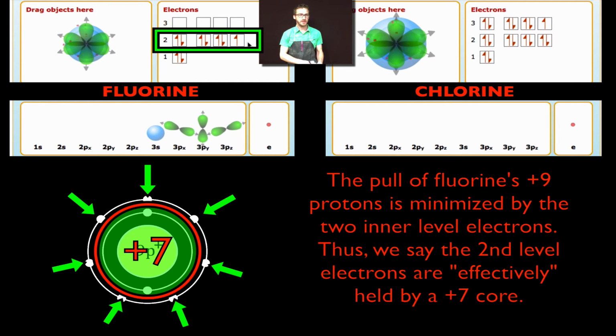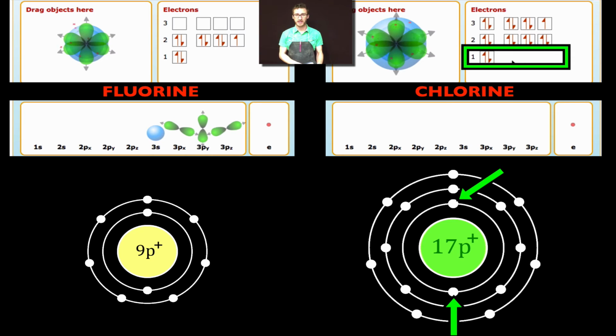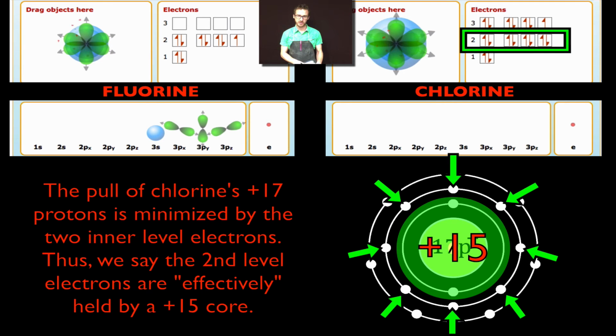On the other hand, the electrons in the second main energy level are shielded from fluorine's 9 protons by those two electrons in the first main energy level. We say they're held with an effective core charge of +7, due to the shielding of the two electrons in the first main energy level. Now let's take a look at chlorine. Chlorine has way more protons than fluorine does. It has 17, and so its two electrons in its first main energy level feel an effective pull of +17, because there are no electrons in between the nucleus and that first main energy level. The electrons in its second main energy level feel an effective pull of +15. They are again shielded by the electrons in the first main energy level.